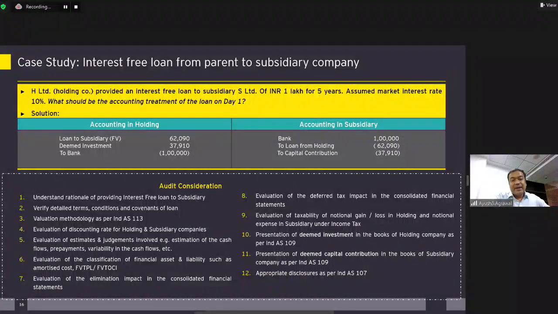Then another important aspect will be the taxability of this transaction: whether the deemed investment or a capital contribution in the hands of the subsidiary, what are the tax implications, whether the company has consulted or taken help of any tax expert or not, and thereby determining the deferred tax implications of the same, and how deemed investment and capital contribution are getting disclosed in the financial statements. All these are audit considerations. It's not only this one journal entry, but this one journal entry in this case is giving rise to at least 10 questions which the auditor should cover in order to take comfort on the overall gamut of the transaction.